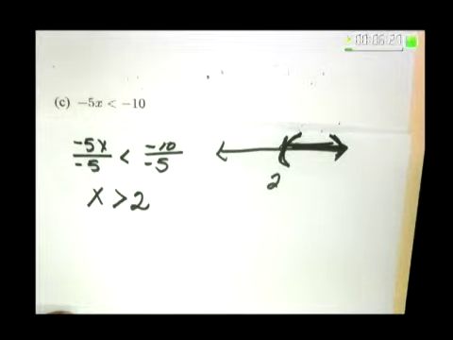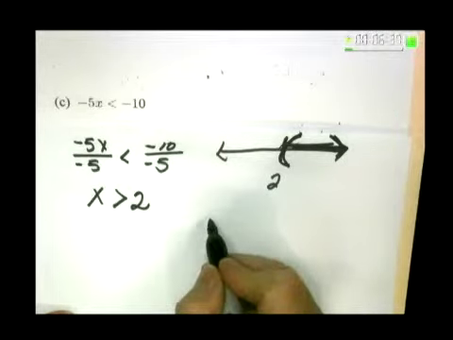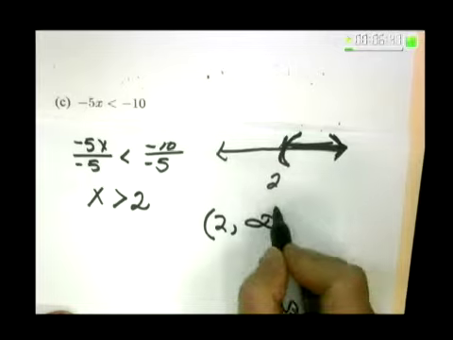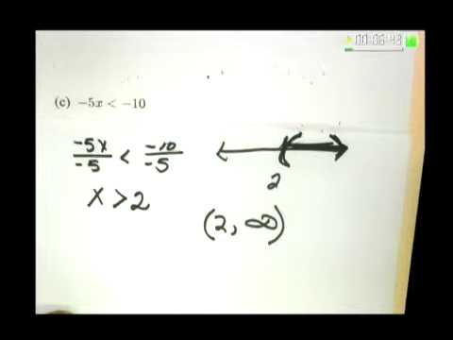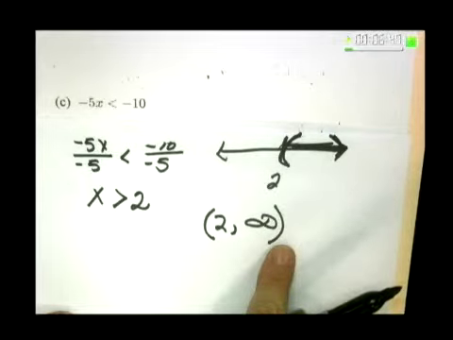And so I have infinite solutions. They start with any number larger than 2 and go to positive infinity. So this is the interval notation: it starts at 2, goes to positive infinity, and I have a parenthesis at the 2 and a parenthesis at the infinity, because there's no end to infinity. There's no stopping point. Okay? Question?